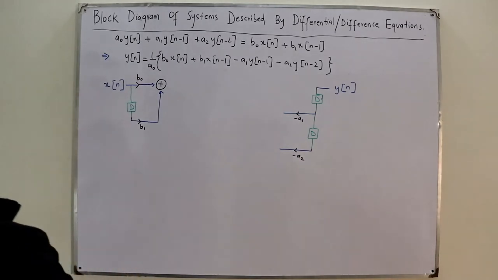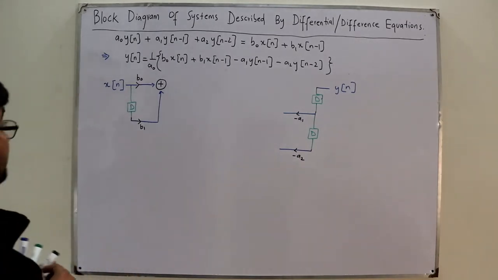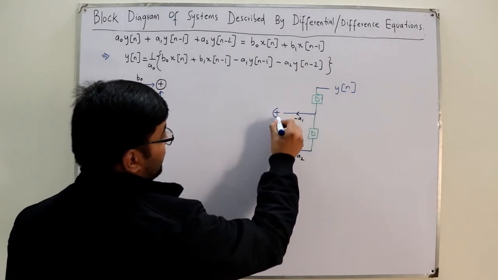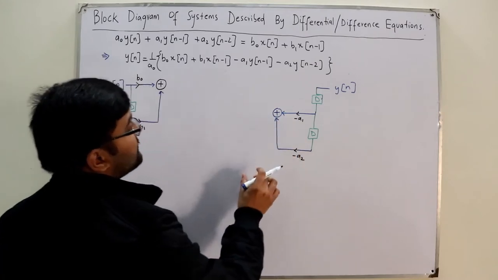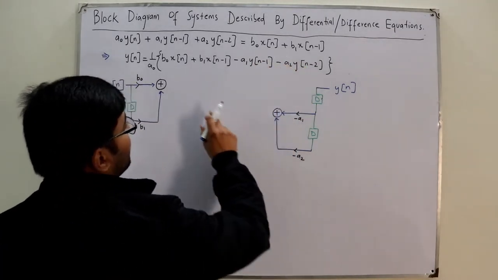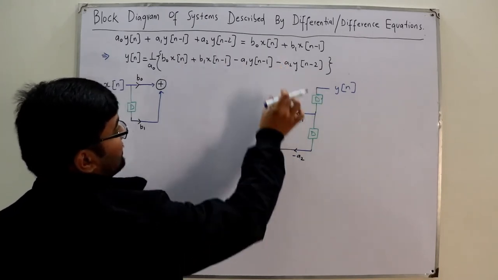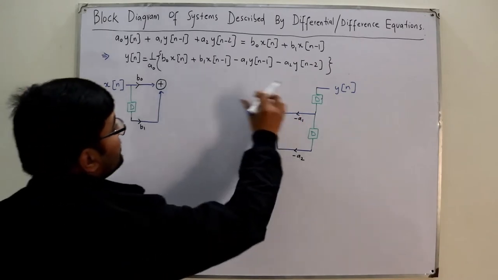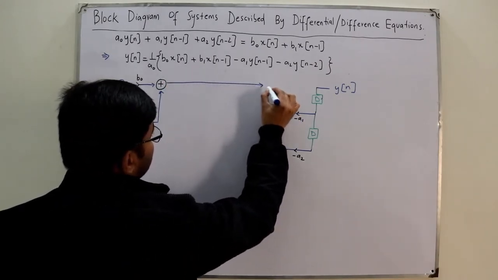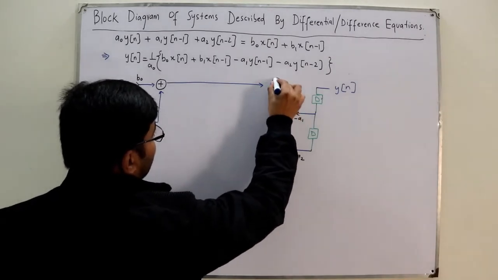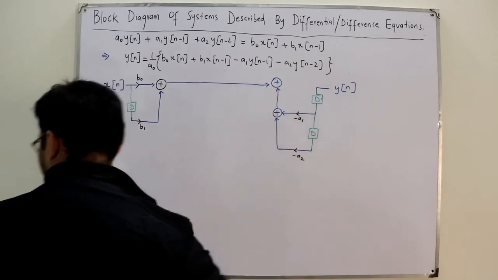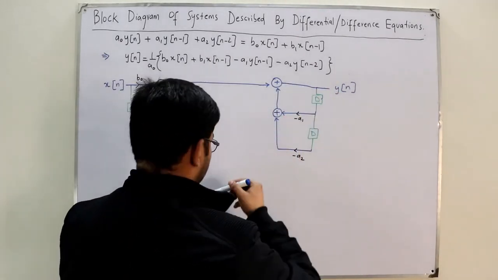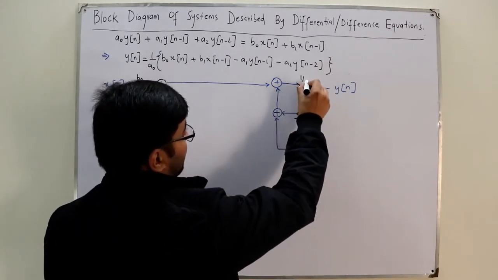Now these two are also added. Wait a minute. First of all, I would add these two, so over here I would have a plus. I would have an adder over here, right? These two are added. Now these two are also added. This is the addition for these two, and this is the addition for these two. For the minus sign, the minus is already gone, but you have to add these two as well. This is your plus sign. Fine, and now finally you have to multiply it with 1 over a0 to get your output. So this is finally my 1 upon a0, and this is finally my output.